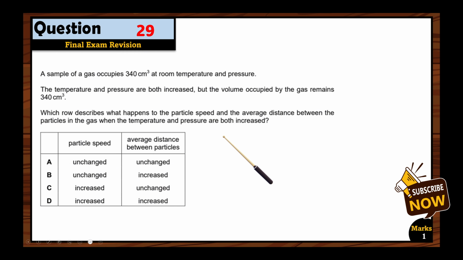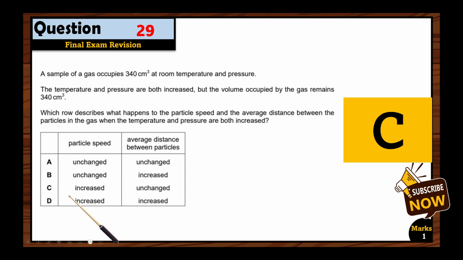Now let's see about the particle speed. You have increased the temperature. So of course, when you increase the temperature, the particle speed will increase. So particle speed is increased, but the distance will remain unchanged, right? So option C is right. So you have to connect the dots. Temperature will always increase the speed of the particles. And now we increase the pressure. So what pressure is actually doing now is helping the particles to come close together. That's why you can see the distance between the particles is not changing.